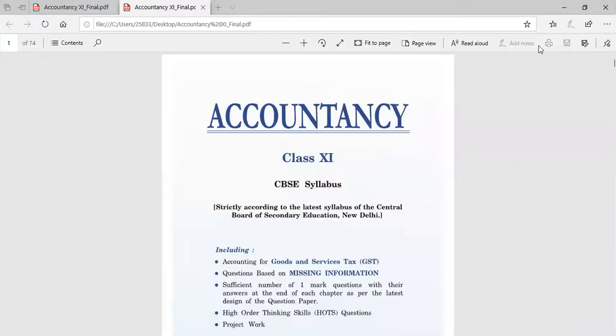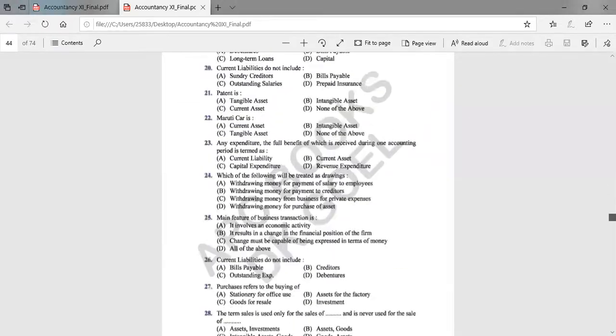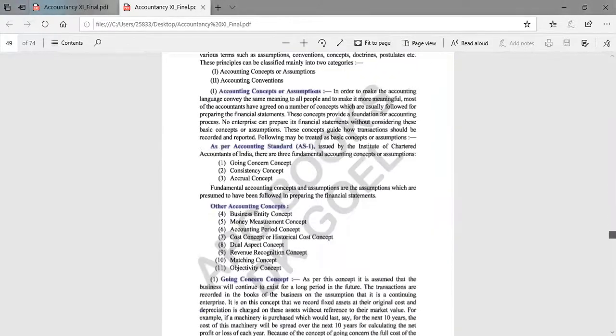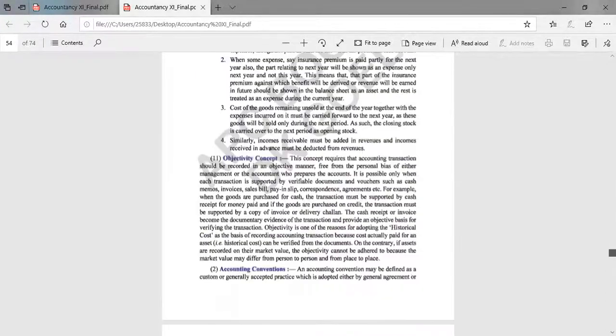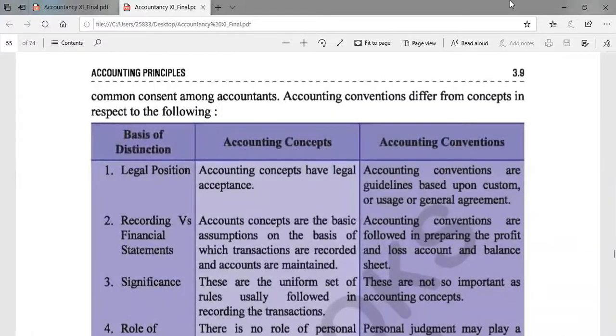I've just received a doubt question. Tejas, just wait. I'll be answering your doubt question. Why is it not visible on the screen?